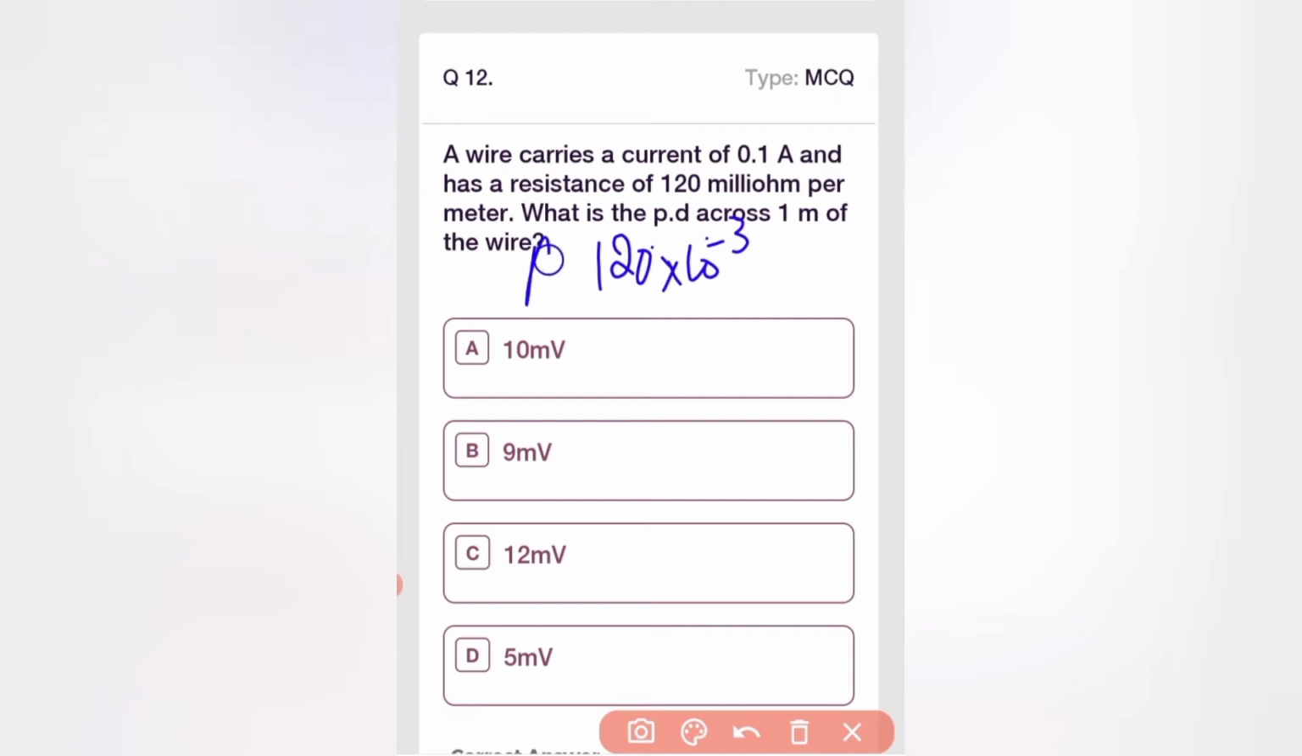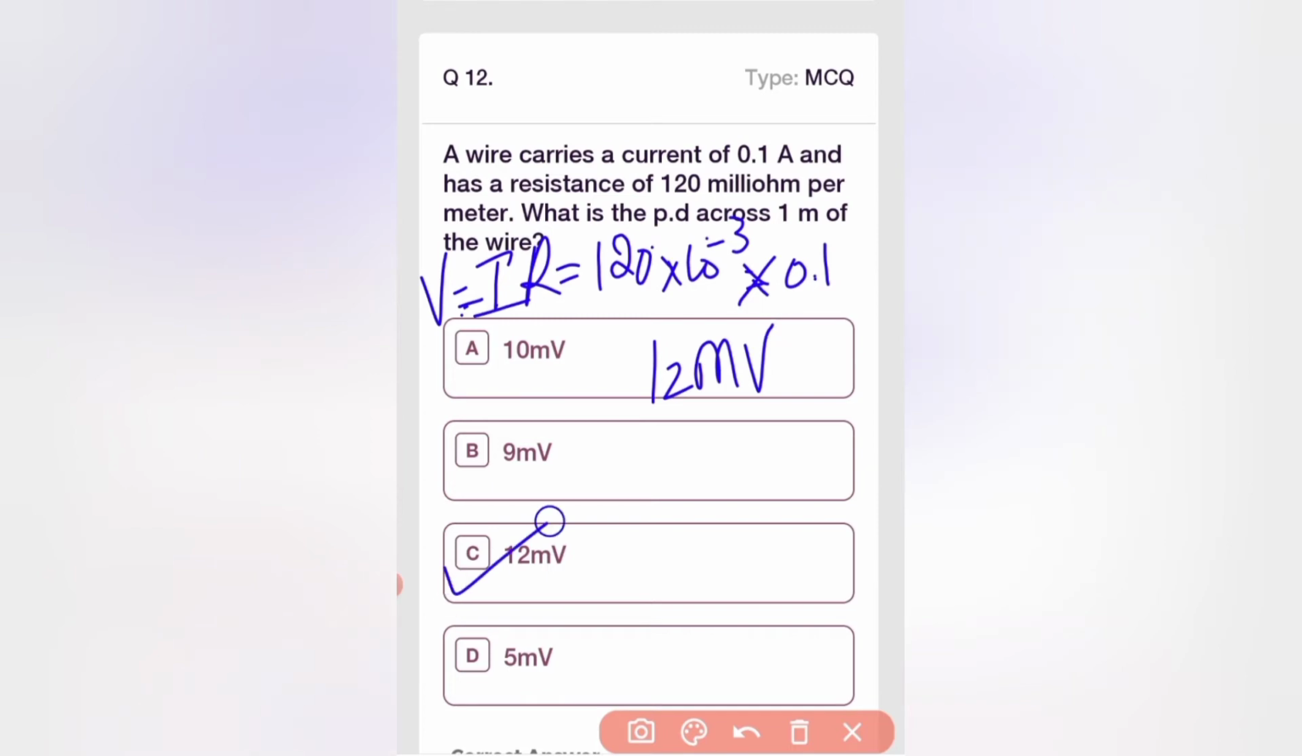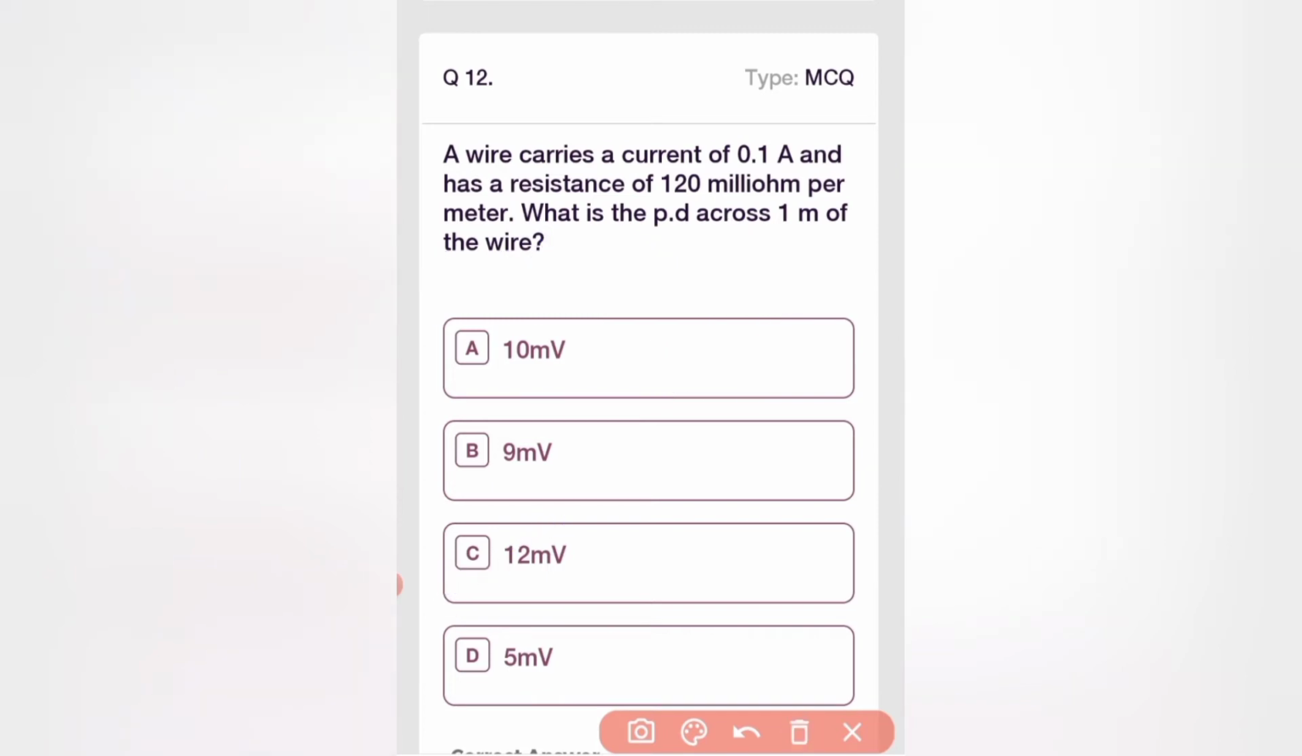And the current is 0.1 amps. Multiplying these, we get the potential difference V. It is going to be 12 millivolt. The option is C. Option C is the correct answer.